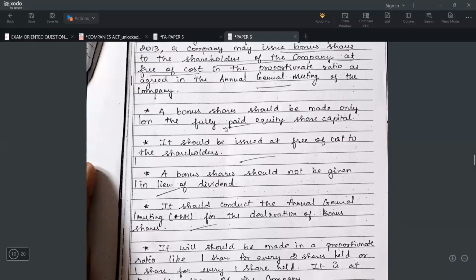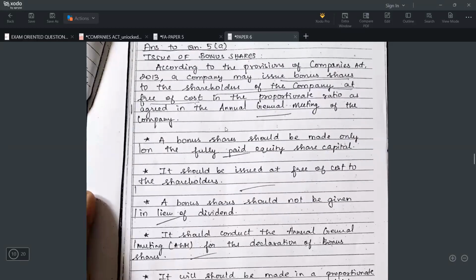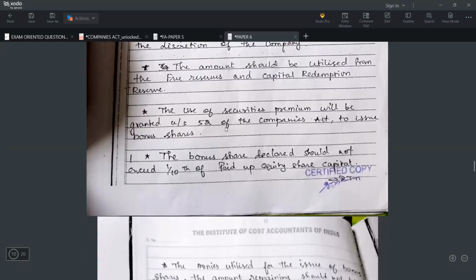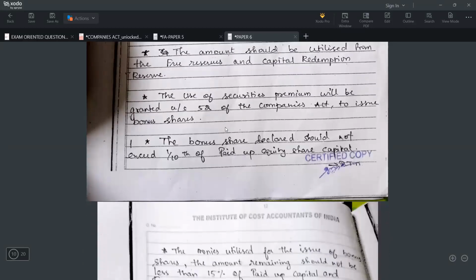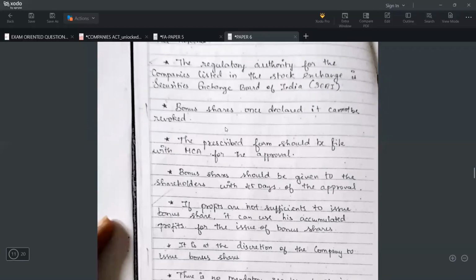Then 5A, I don't remember the exact marks, how they are given. The bonus issue question is the easiest question. Whatever I learned from the accounting part and from the law part, I will mix both and write the same part. They have given 7 marks.